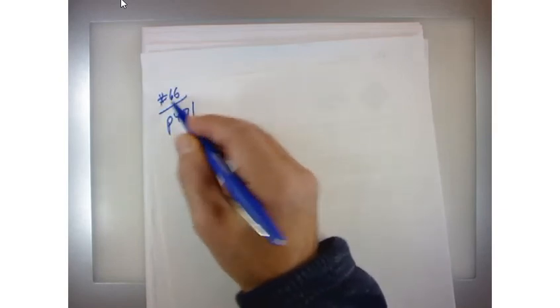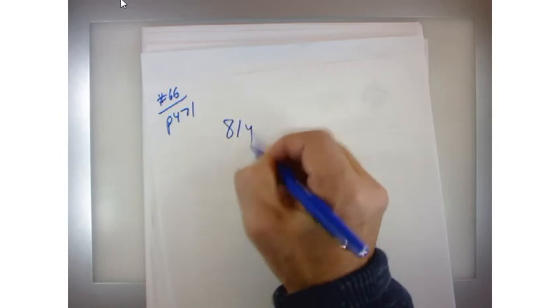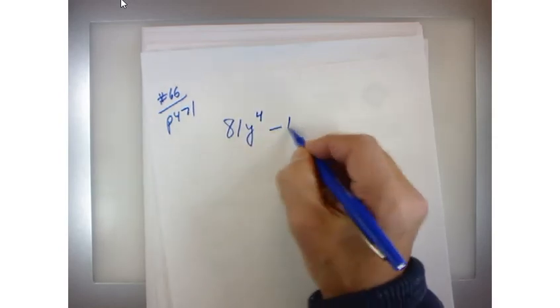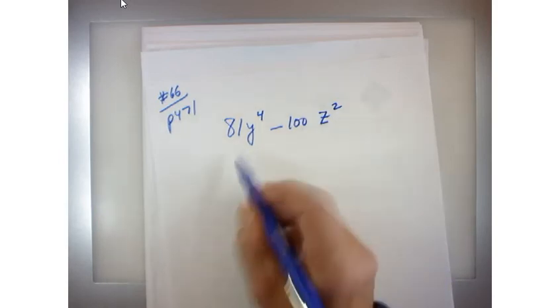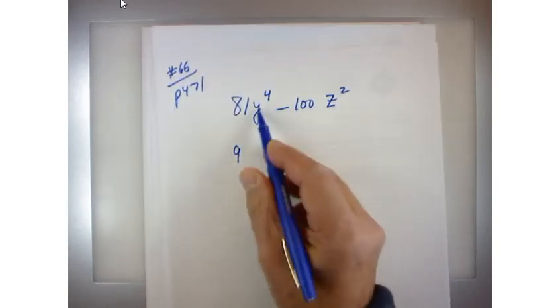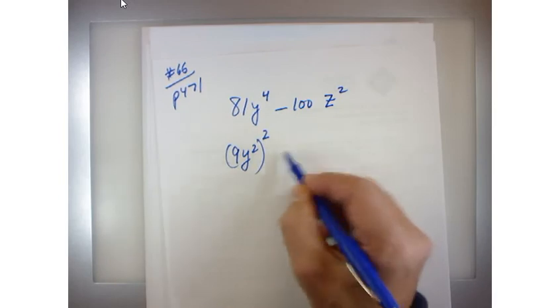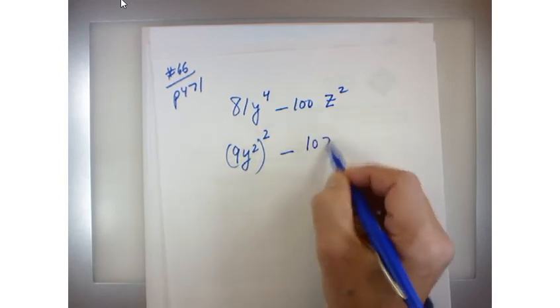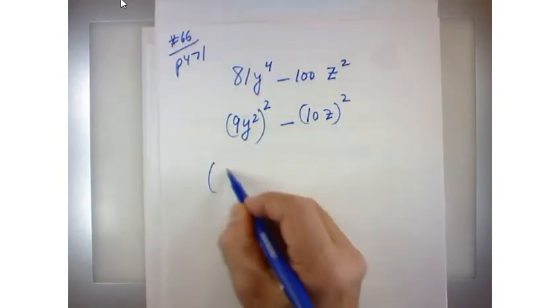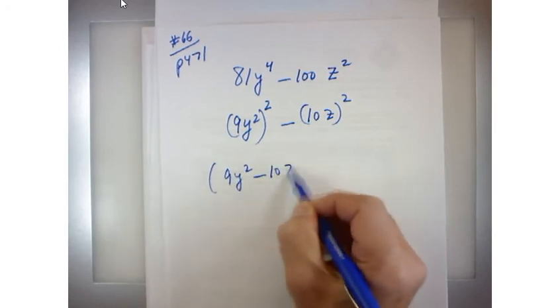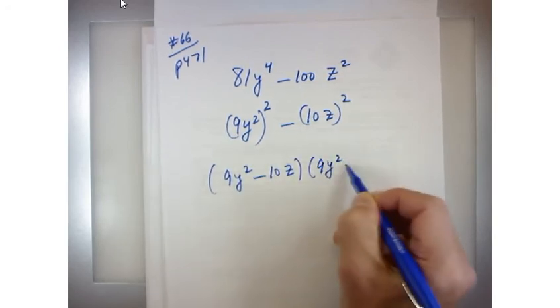Alright, next example is page 471, number 66. It's 81y to the 4 minus 100z to the second. Again, when we square root 81, we get 9. So y squared squared is y to the 4. Square root of 100 is 10, so it's 10z squared. So it's 9y squared minus 10z, and then 9y squared plus 10z.